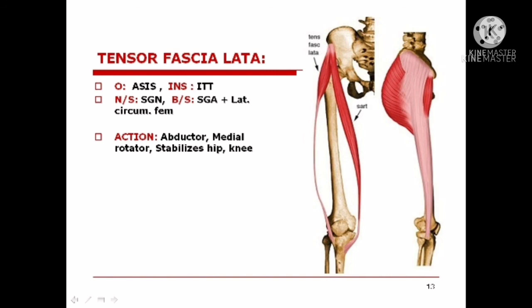The nerve supply is the superior gluteal nerve, and the blood supply is the superior gluteal artery and the lateral branch of the circumflex femoral artery. The action is abduction, medial rotation, and stabilization of the hip and the knee joint.